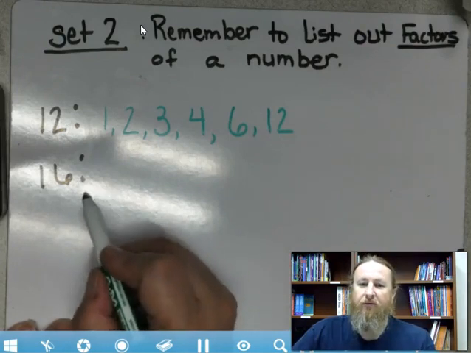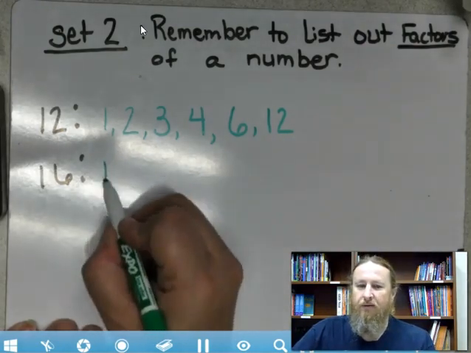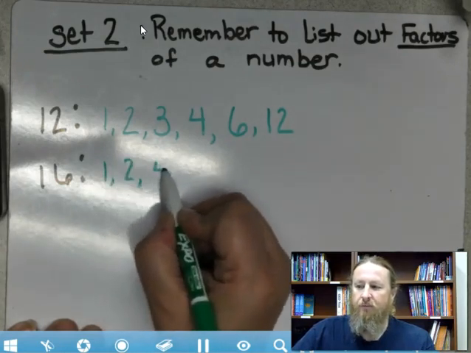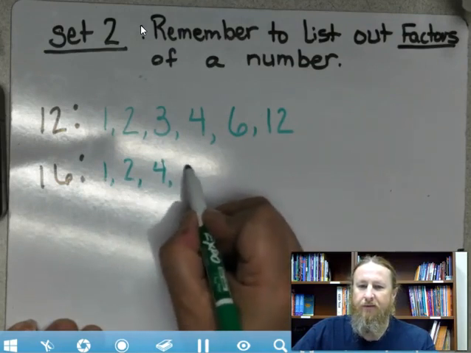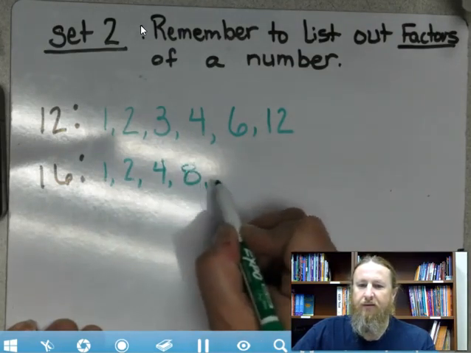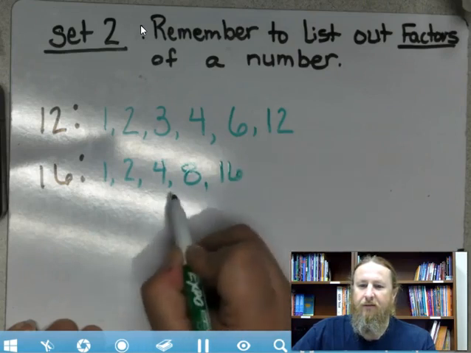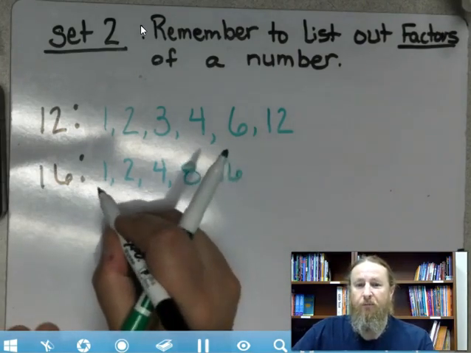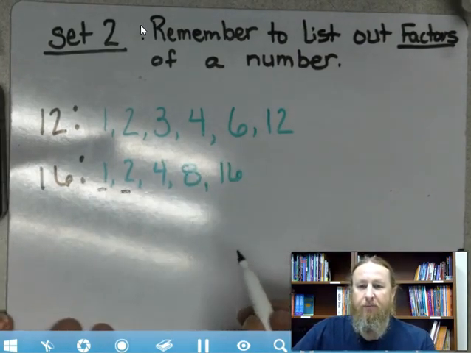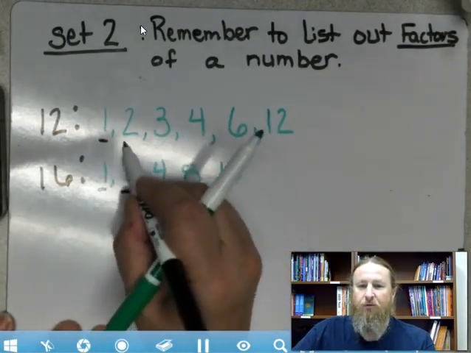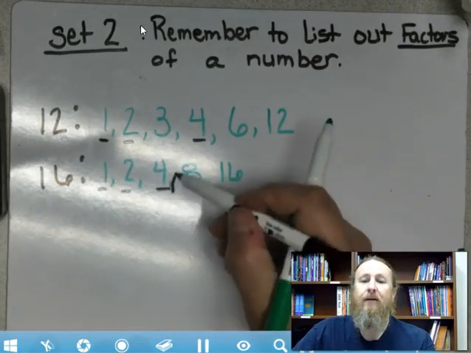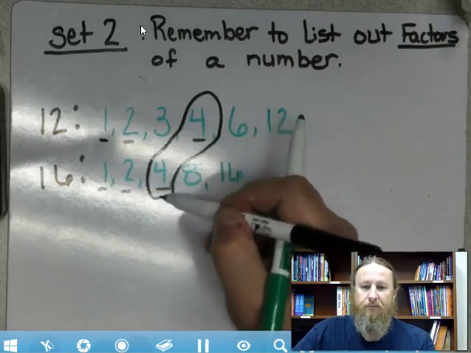Now let's look at our factors of 16. They are 1, 2, 4, 8, and 16. So we look at our list, we see both lists share 1 and 2. However, there is a bigger number, and that is 4. So our greatest common factor of 12 and 16 is 4.